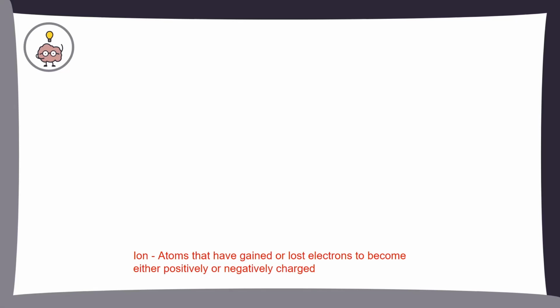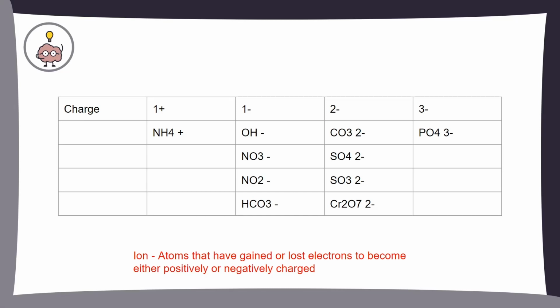Ions are atoms that have gained or lost electrons to become either positively or negatively charged. Here's an example of all of the ions that you'll need to know for your A-level course. The ammonium ion, NH4+, the hydroxide ion, OH-, the nitrate ion, NO3-, the nitrite ion, NO2-, the bicarbonate ion, HCO3-, the carbonate ion, CO32-, the sulfate ion, SO42-, the sulfite ion, SO32-, the dichromate ion, Cr2O72-, and the phosphate ion, PO43-.